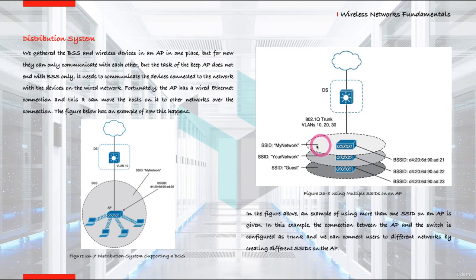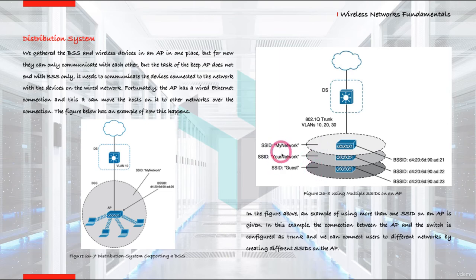Here we have the first SSID in the light gray area, we have the second SSID in the middle, and we have the third SSID in the dark gray area. A total of 3 SSIDs are currently published on this access point. It's called My Network, it's called Your Network, it's called Guest. Guest users here use VLAN 30, those here can use VLAN 20, and those here can use VLAN 10.